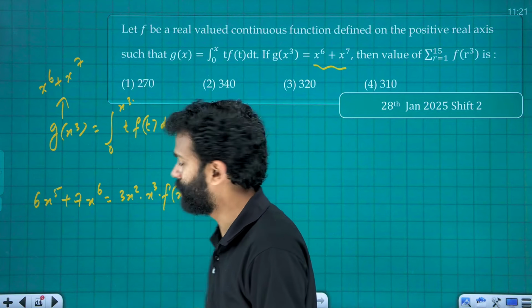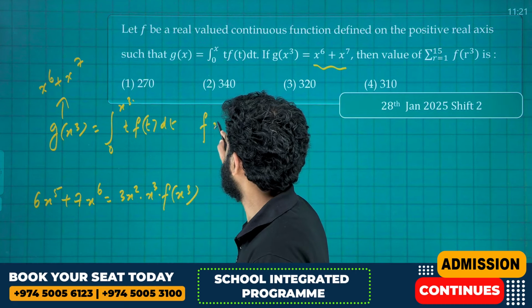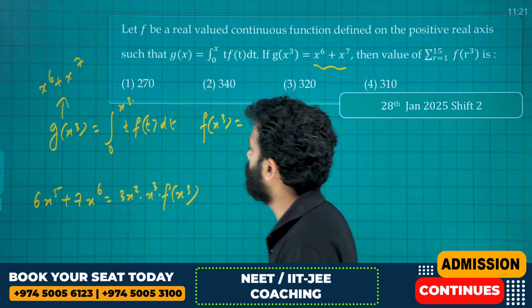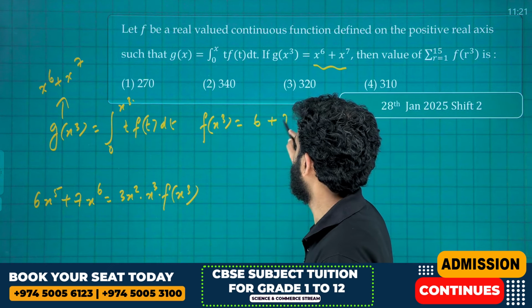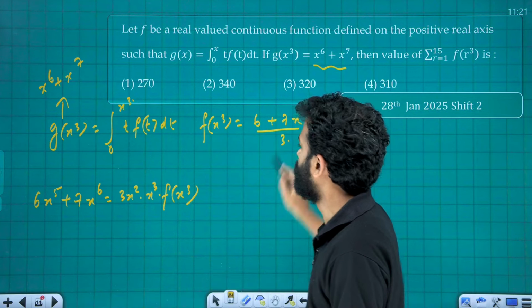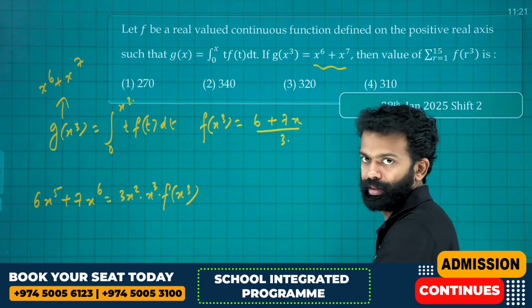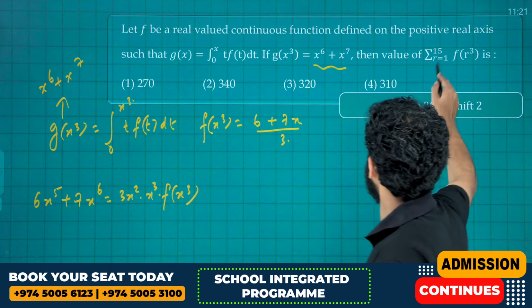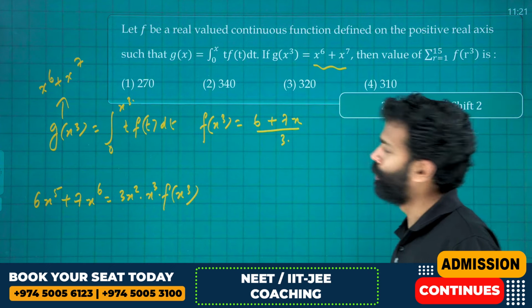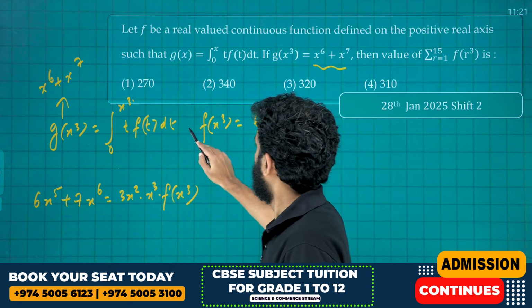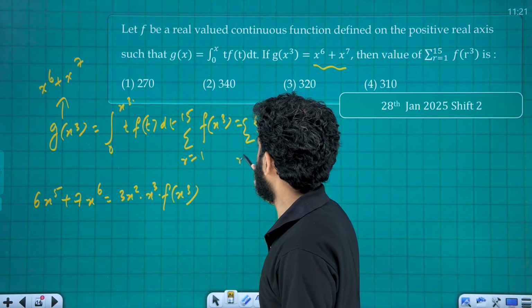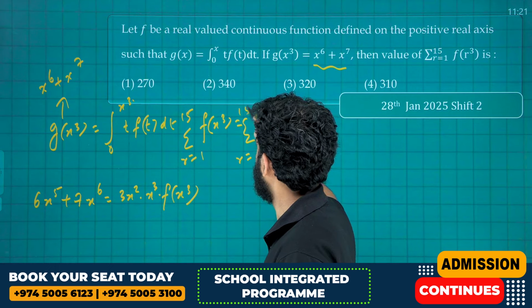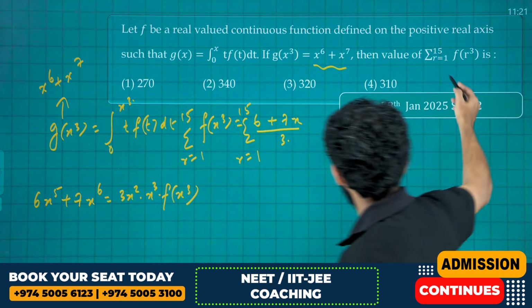Take everything to the left hand side. You will get f of x cube is equal to 6 plus 7x divided by 3, since x raised to 5 will get cancelled. And you need to find the summation r equal to 1 to 15 of f of r cube. Therefore, here as well, we can transform this to the summation of f of x cube.